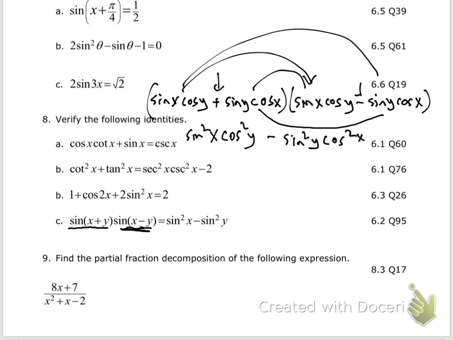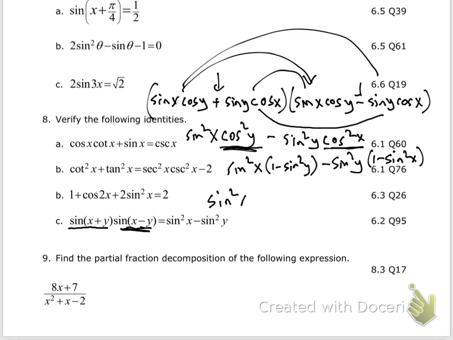Right, okay, now I can change cosine squared y to 1 minus sine squared y. So, sine squared x times 1 minus sine squared y. That's that bit changed. Minus sine squared y still. And again, I can change this to 1 minus sine squared x. Okay? Right, let's do the distributive law. We have sine squared x minus sine squared x sine squared y.